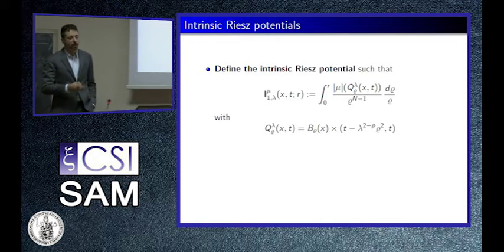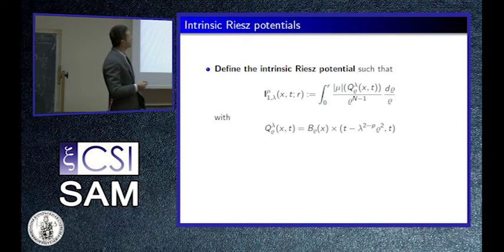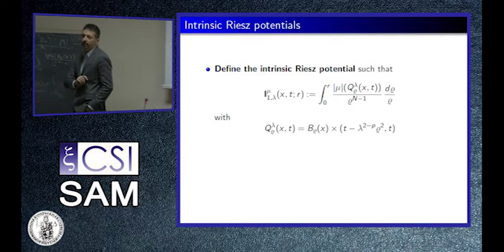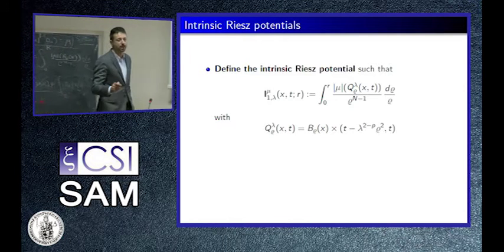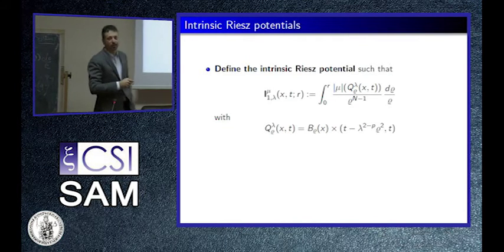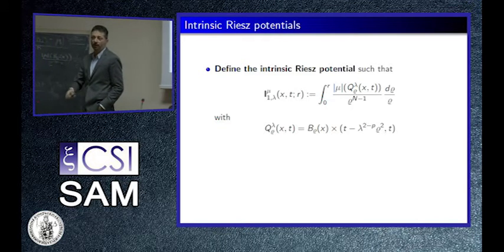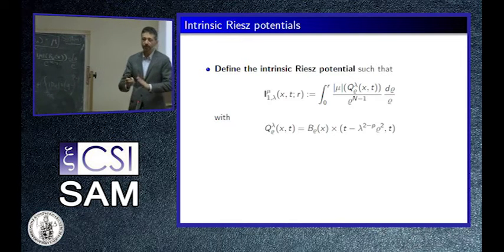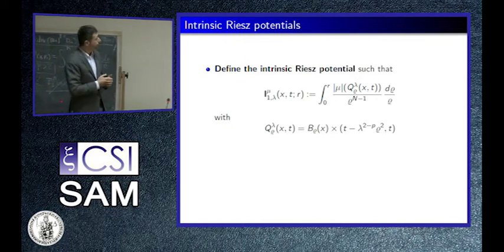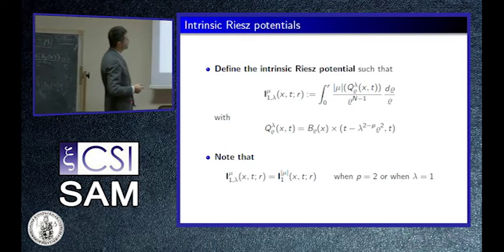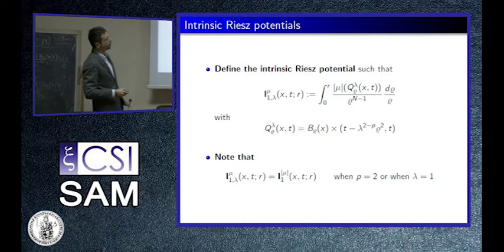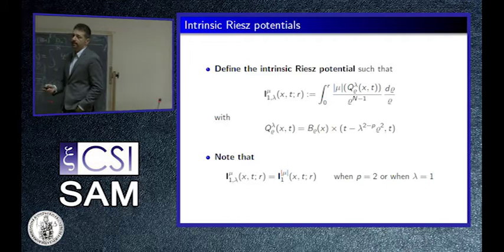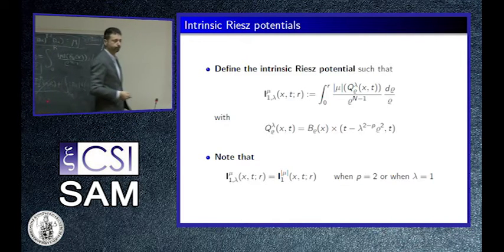Intrinsic Riesz potentials are nothing but the usual caloric Riesz potentials, but using certain stretched cylinders. So at this stage, lambda is just a parameter. You are free to choose lambda as you like. There's no reason to call them intrinsic because you're not linking to the solution itself. So just take it as it is. It's just another way of stretching the Riesz potential. This is nothing but this. Okay. Note that when lambda is equal to 1, or p is equal to 2, then this recovers the usual caloric Riesz potential. That's the basic idea.